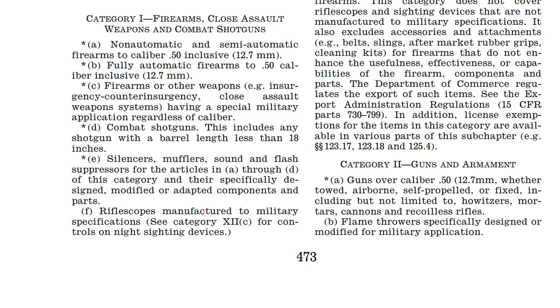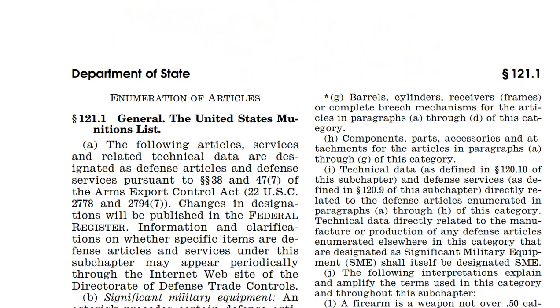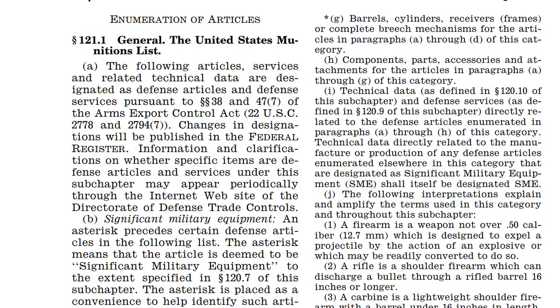Combat shotguns, which there's lots of shotguns with barrels less than 18 inches, so silencers, mufflers, sound and flash suppressors. Okay, I can see that. Rifle scopes manufactured to military spec. What? It's like all of them. Barrels, cylinders, receivers, frames, or complete breech mechanisms for the articles. Okay. Components, parts, accessories, and attachments for the articles and paragraphs. Technical data. That's where we get into the technical data stuff again.